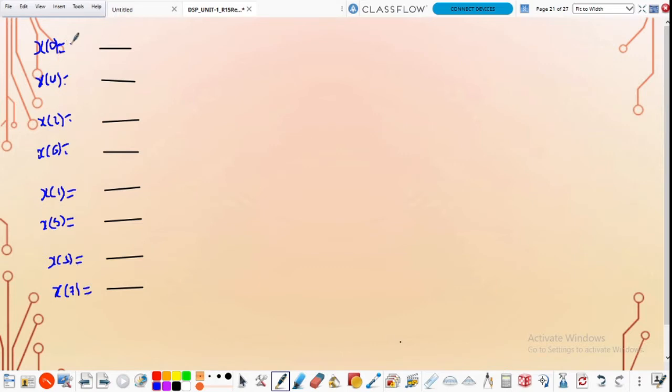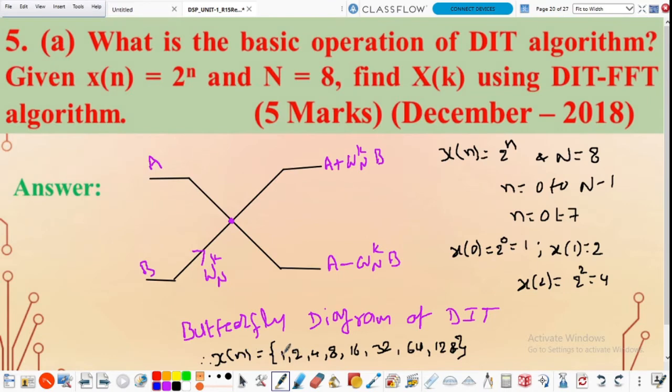x of 0 is 0, x of 4 is 16, x of 2 is 4, x of 6 is 64, x of 1 is 2, x of 5 is 32, x of 3 is 8, x of 7 is 128. And this is input sequence x of 1, x of 0 to x of 7.